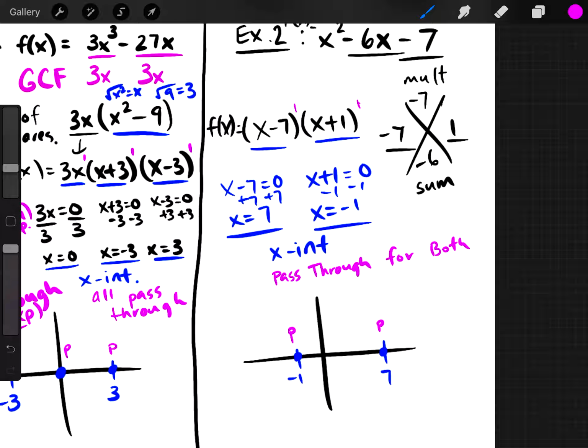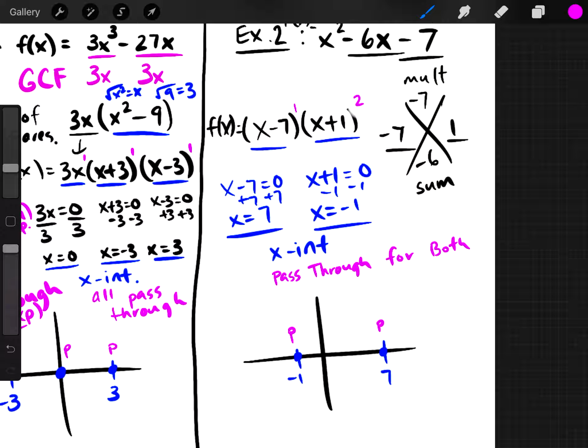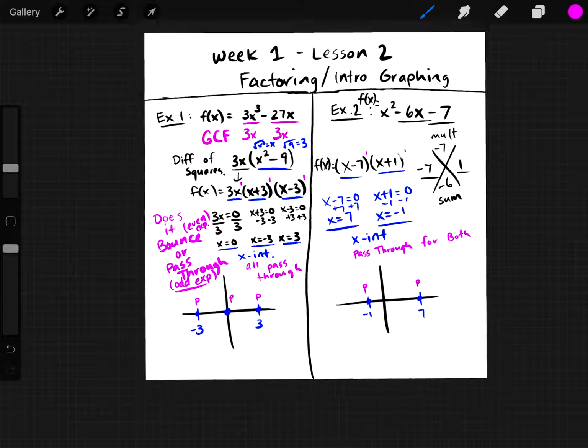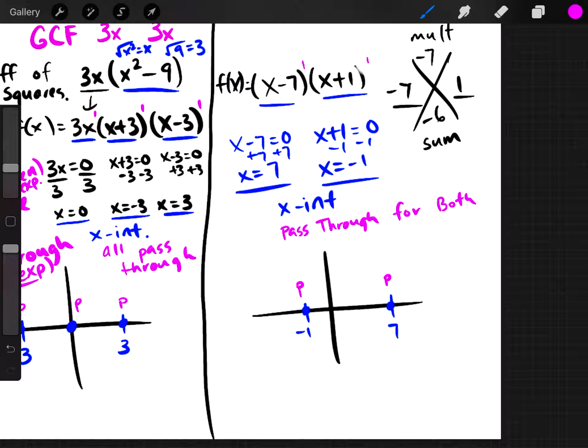Now, I know we didn't look at one that was different. When it is not pass through, that's when we end up with, instead of, let's say, x plus 1 there, we had x plus 1 squared, right? Then that means that at -1, we would be bouncing instead of passing through. But we don't have that. At -1, it's already an odd exponent, meaning it passes through. Again, that tells you your x-intercepts and determines if you bounce or pass through there.